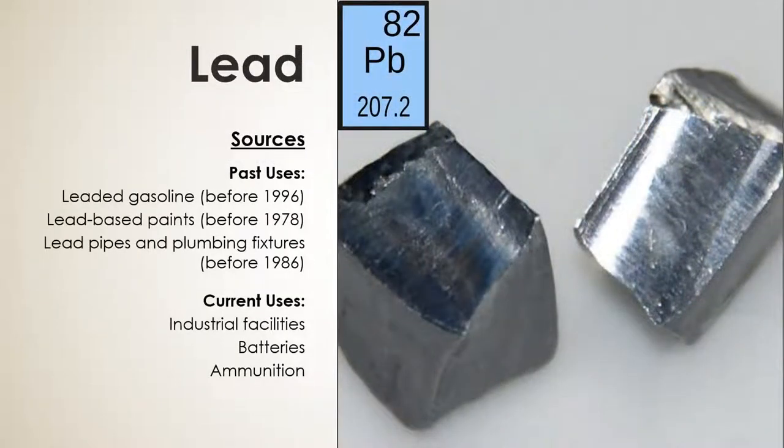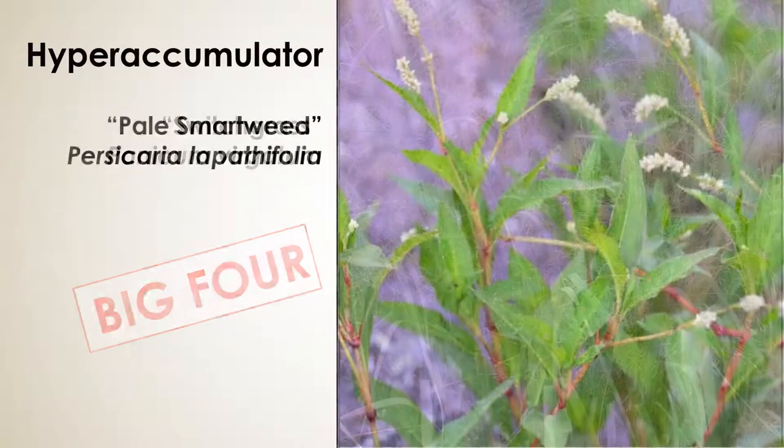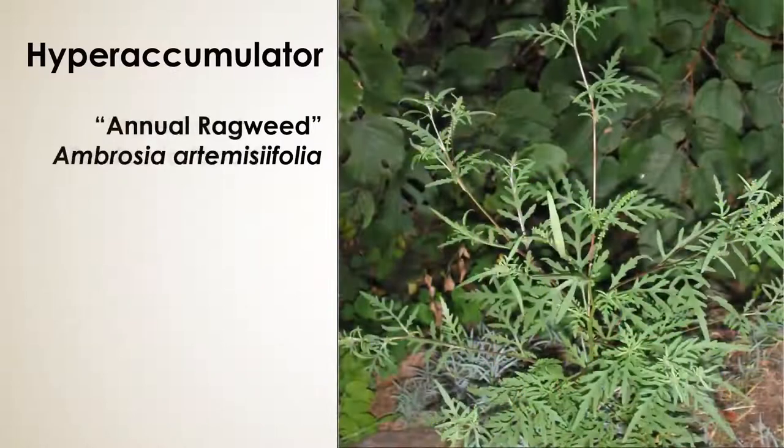And then lead. What are some common sources of lead in the environment? Well, before 1996, leaded gasoline, before 1978, lead-based paints, and before 1986, lead pipes and plumbing fixtures. Current uses include industrial facilities, batteries, and ammunition. Switchgrass is a hyperaccumulator of lead. Pale smartweed, it's an edible. Foragers forage on smartweed, something to consider.